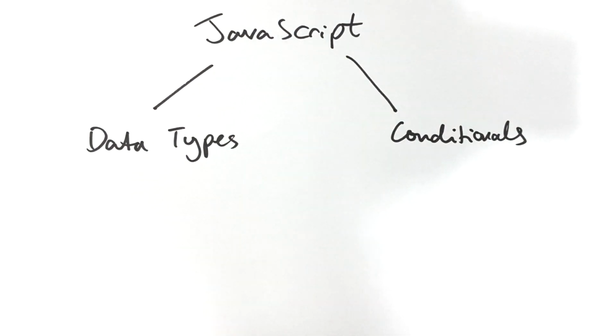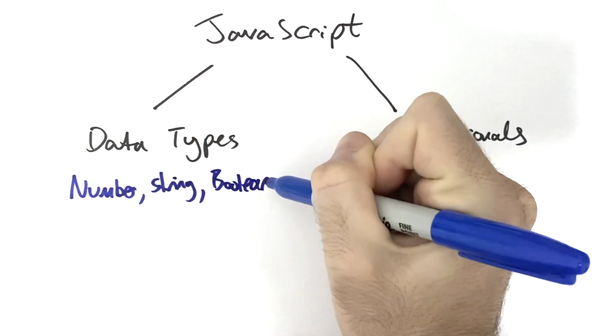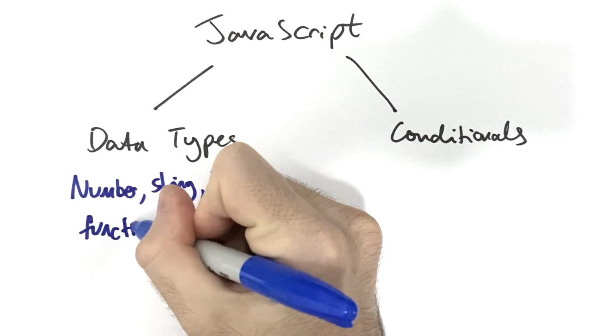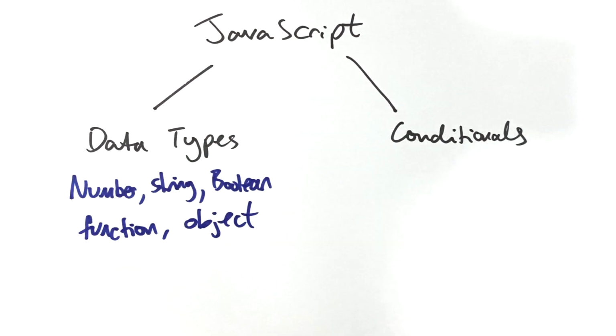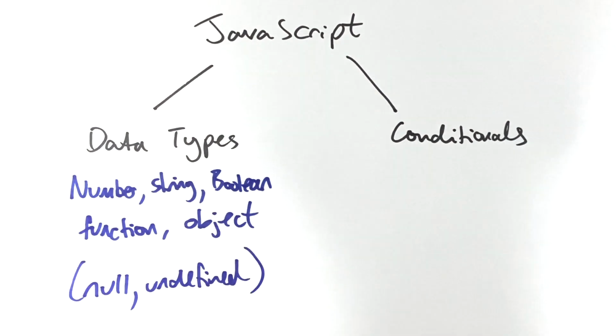In terms of data types, JavaScript has numbers, which includes both integers and floats. It doesn't make any distinction between the two. It has strings, and it has Boolean values, true or false. Functions and objects are examples of complex data types. Then null and undefined are examples of data types that can't take values at all. They're a bit weird, so we'll cover them in more detail in the classroom.